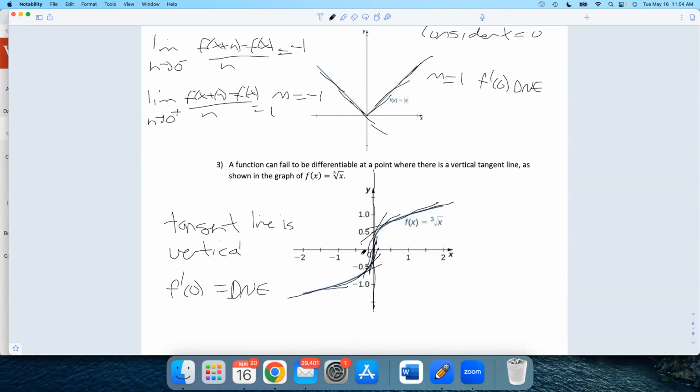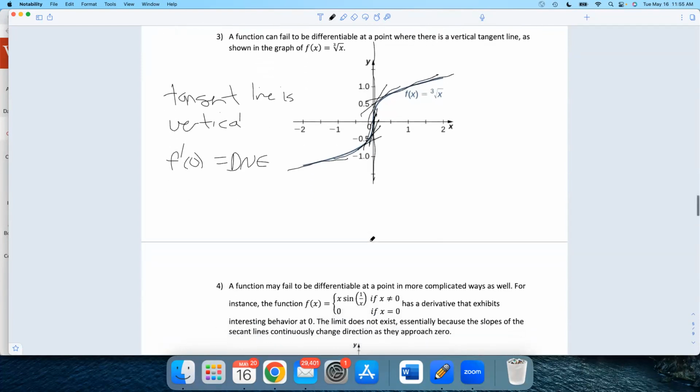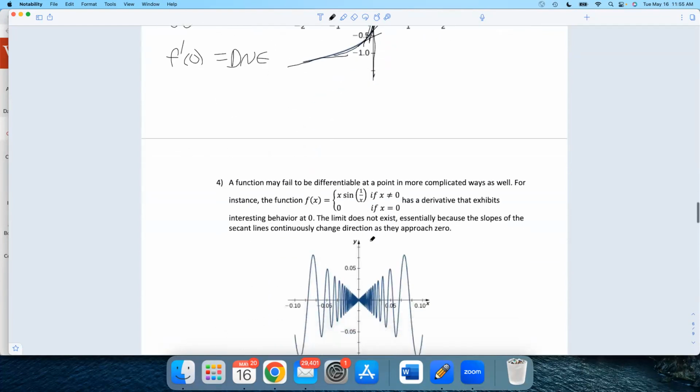Because the limit will not exist. Remember, this is the definition of the derivative. The limit as h approaches 0 from both sides. And that only exists if we get a finite number. If we were to actually calculate that limit here, we would get infinity, which is not a finite number. Limit does not exist. So anytime you have a sharp corner, an infinite tangent line, or the function is not continuous, if you've got holes in your graph, you will not have a derivative.